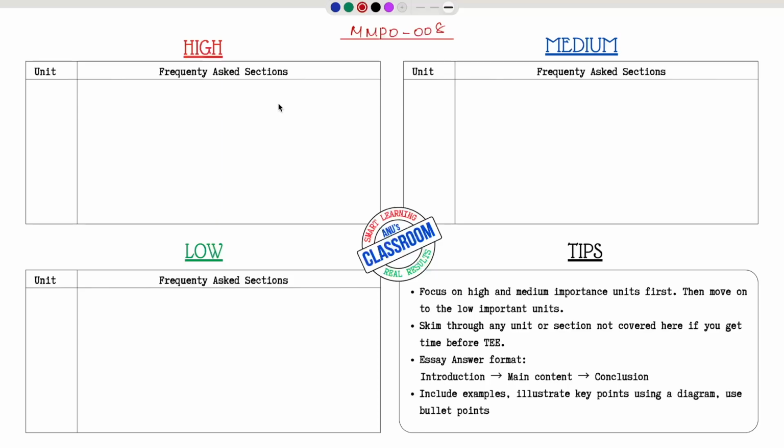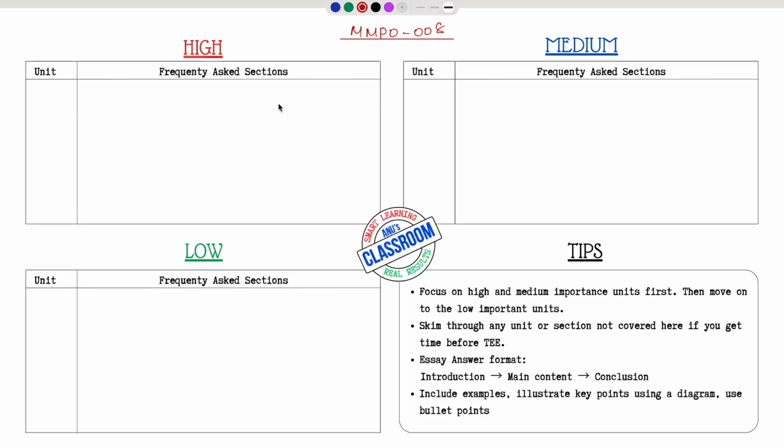It has 15 units which are divided into a total of 5 blocks, but not all parts of the syllabus carry the same weight when it comes to your term end exam. So in this video, we will walk through the most important units and sections of this MMPO 8 so that you can focus your efforts where they are going to matter the most.